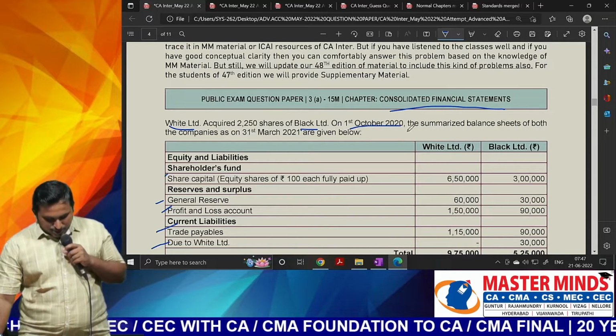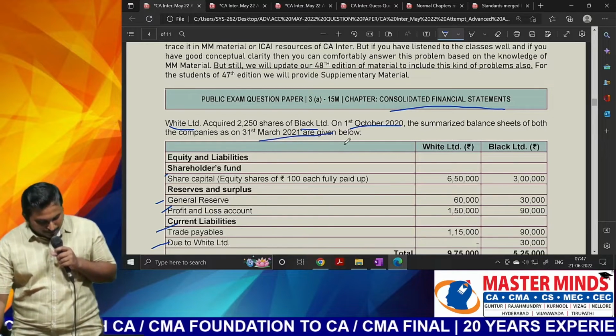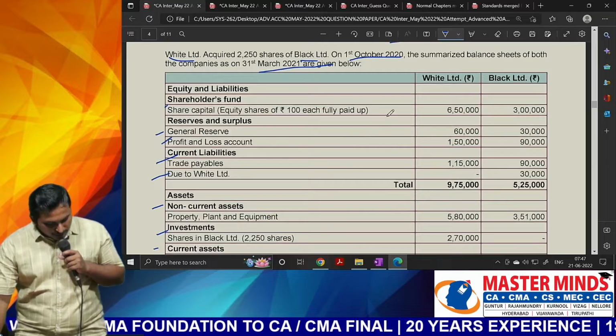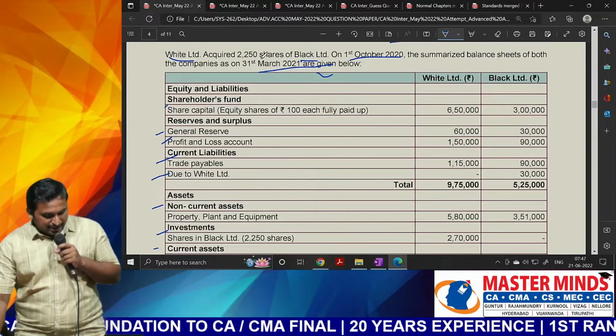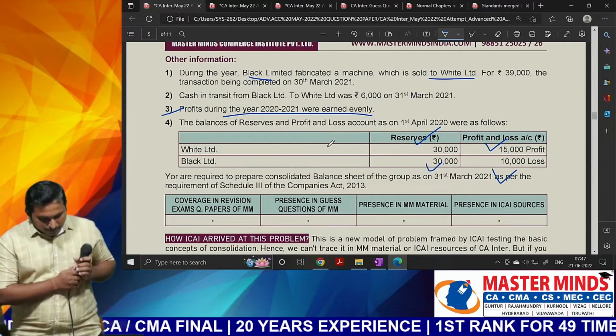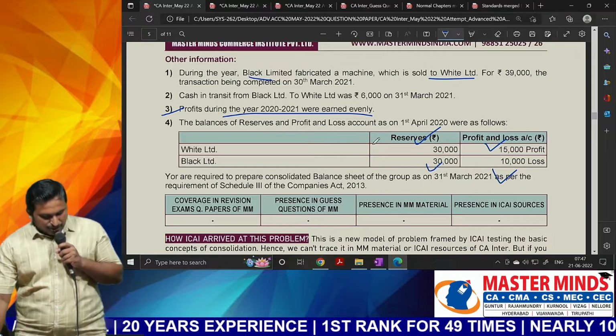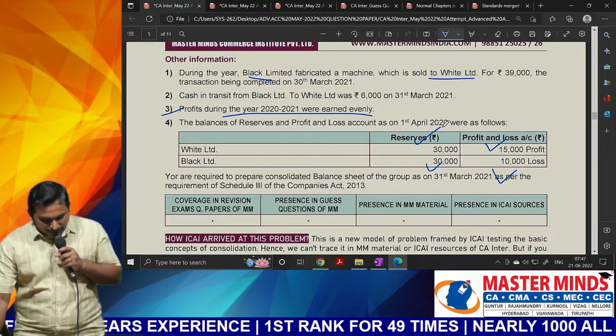on 1st October 2020, the summarized balance sheets of both the companies. Sorry, these are the balance sheets on 31st March. Acquisition was done on 1st October. And you could observe the balance of reserves and surplus was given on 1st April.